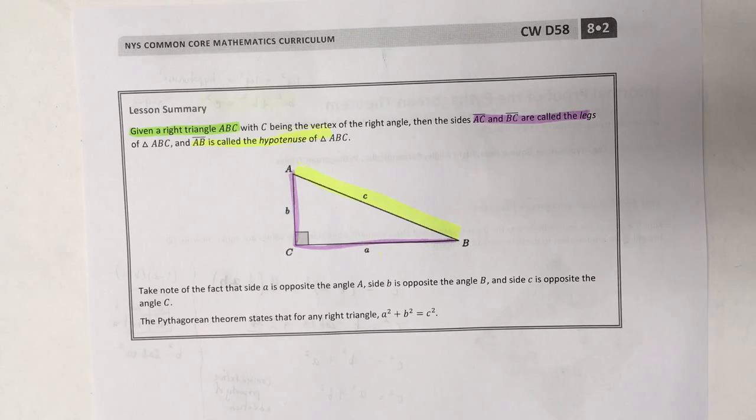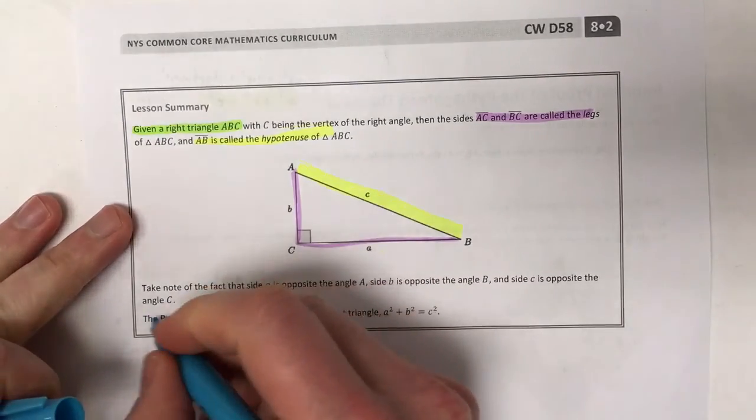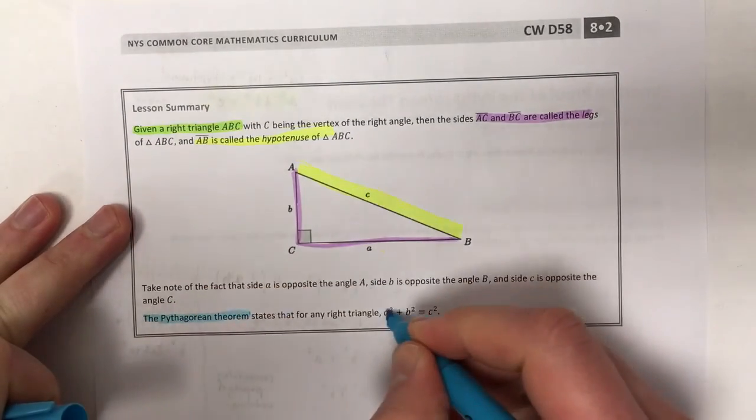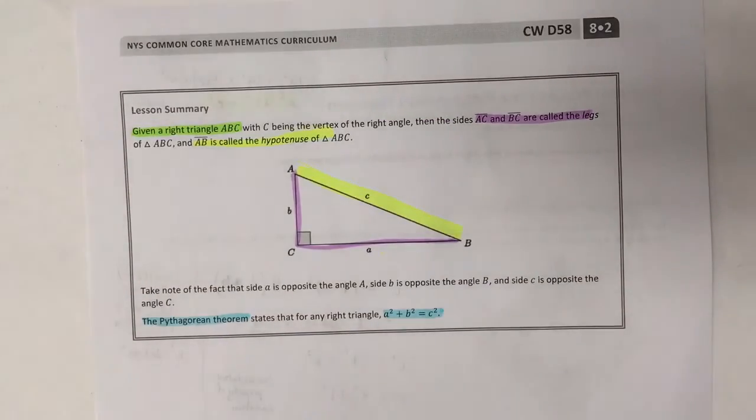Finally, you want to make sure that you understand the formula for the Pythagorean theorem. The Pythagorean theorem is a squared plus b squared equals c squared.